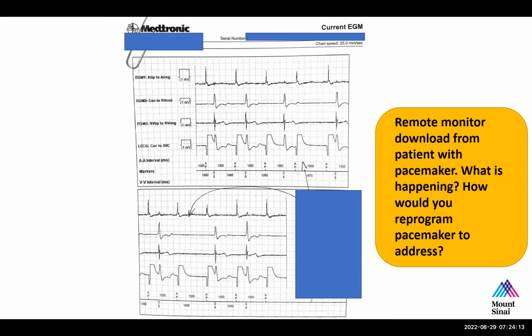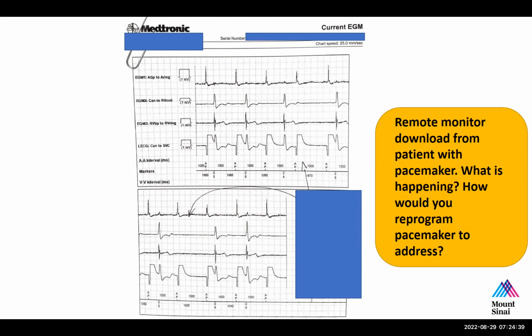So we're looking here at our tracings. We're noticing that we're A-paced and V-sensed, and then the spaces where our arrows are, we're A-paced, and then we don't get a ventricular depolarization. Mm-hmm. And we also notice that the A to V interval is getting longer, and then we get that dropped beat.